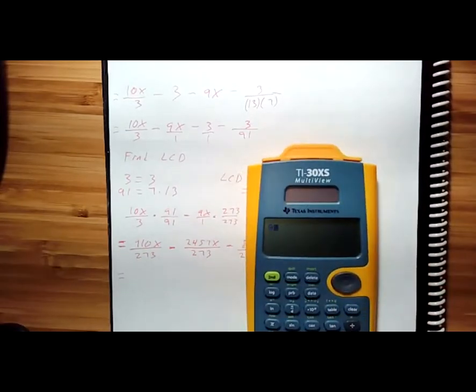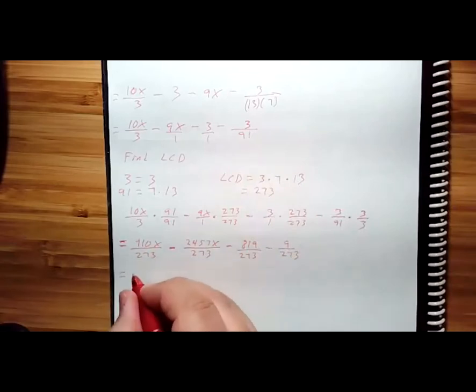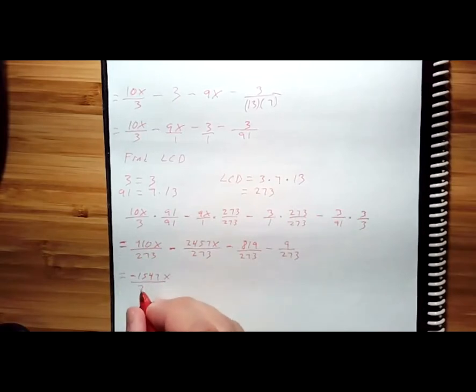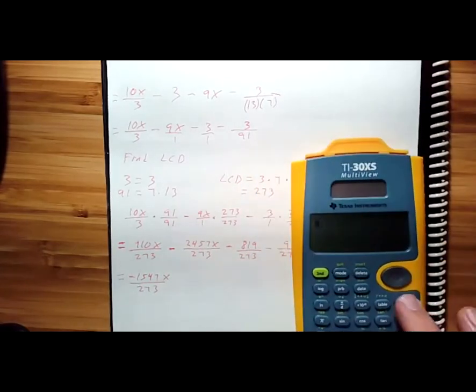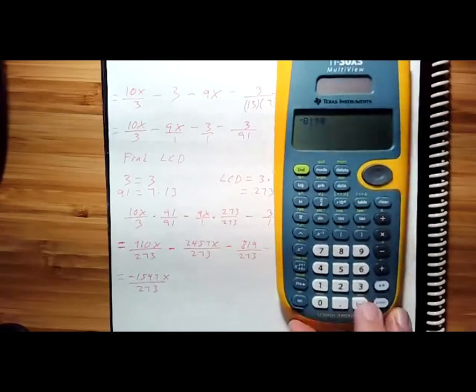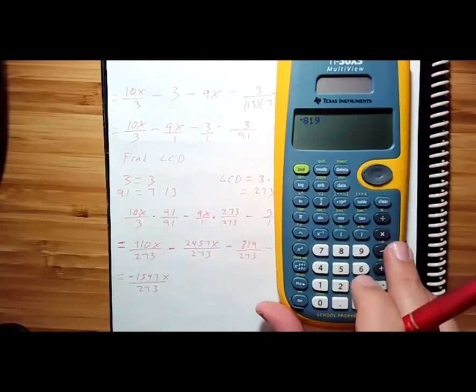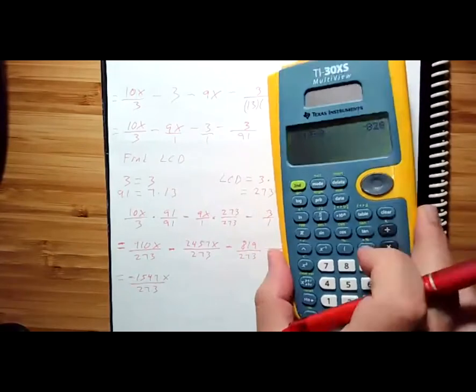Okay. 910 minus 2457. Negative 1547. Subtract those guys. Negative 819. When you're using this calculator, make sure you use this symbol down here for negatives. Don't use minus for negatives. It'll have an error. You can use minus for the next part, but not for the first part.